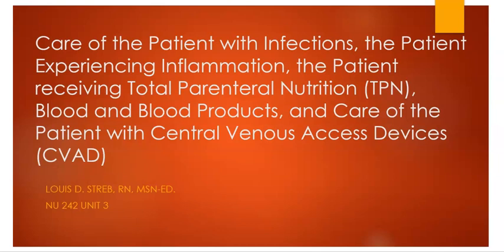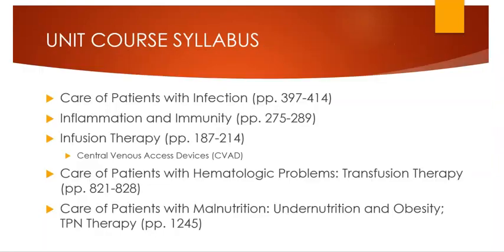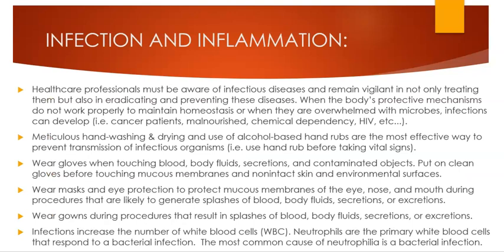As always, I highly recommend that you use these as a good starting point for what to review in your book and to focus on what the nurse's role is. This week, it's about caring for patients with infections, patients experiencing inflammation, the patient receiving total parenteral nutrition, so TPN, blood and blood products, and the care of patients who have central venous access devices. In your syllabus, it has the page numbers listed and the topics that you're responsible for, so make sure you go through and look at those pages.